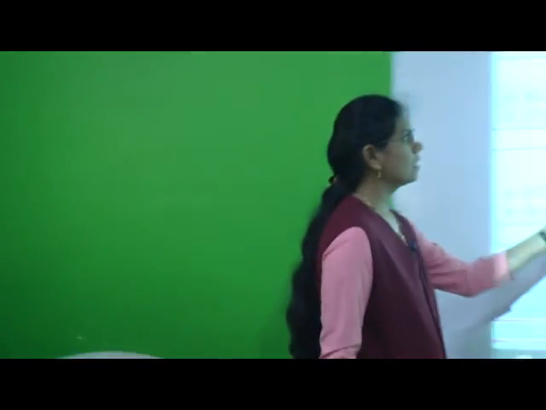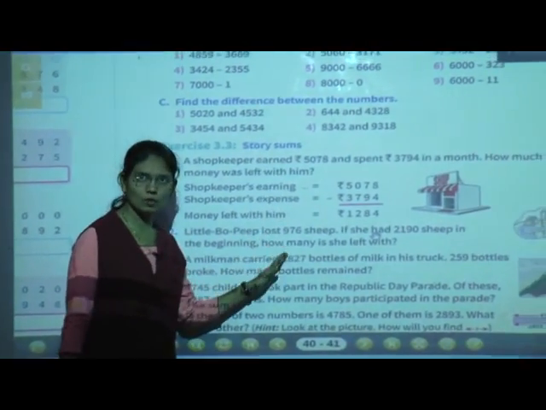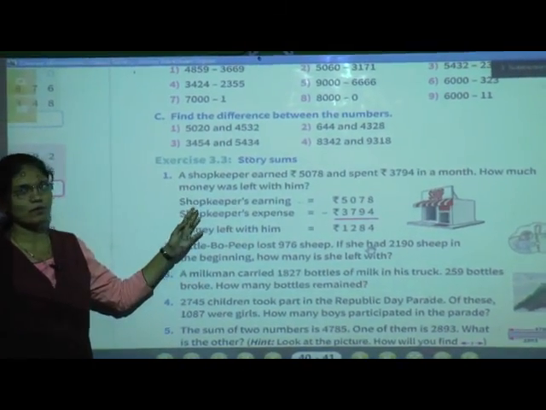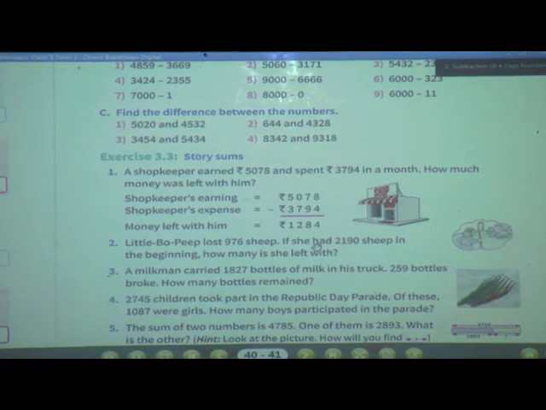Students, in our last session we completed exercise 3.2. Today we are going to see exercise 3.3. In that exercise all are story sums. We will see those story sums one by one. See the first story sum. Already it has been solved.